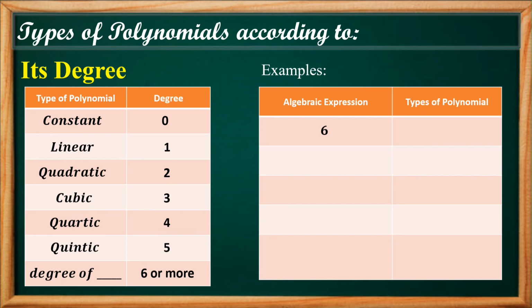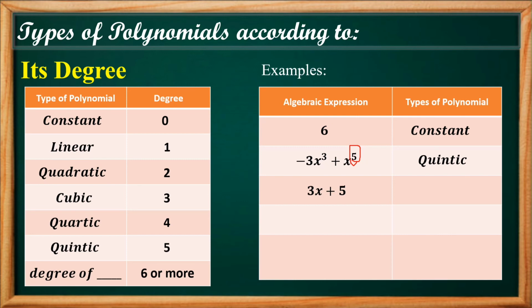Example, the algebraic expression is 6. Then, what would be the degree? Alam natin, wala tayong variable. Then, it is 0. Then, the type of polynomial according to its degree is constant. Next, we have negative 3x cubed plus x raised to 5. Alamin natin yung degree of polynomial. Alin yung highest degree? The highest degree is 5. Okay? Therefore, it is quintic.